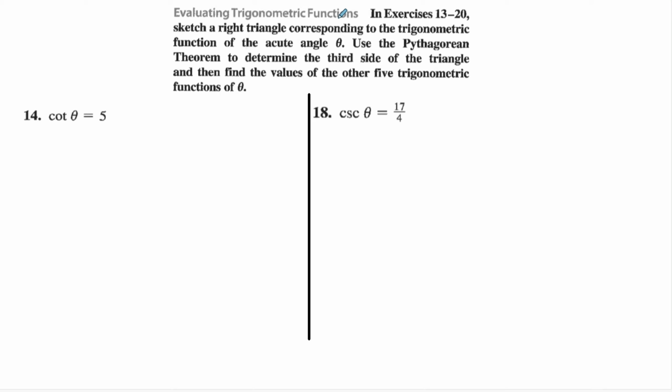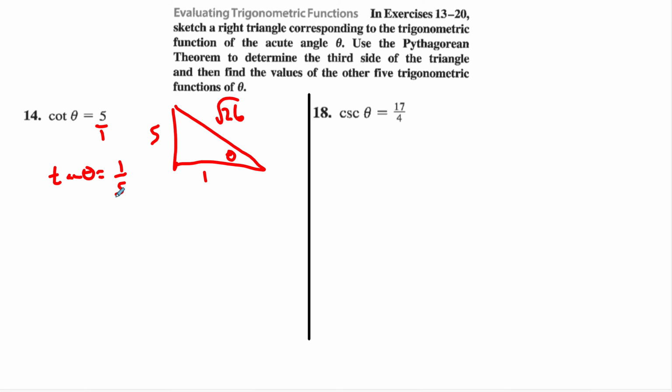So, sketch a right triangle, and then use the Pythagorean theorem to find the third side, and then find the values of the other five. Okay, well, let's go with this. Cotangent of theta equals 5 over 1. It's helpful to think of this as a fraction. So, this means we have theta, this is 5, this is 1, 5 squared plus 1 squared is square root of 26. And then we can find the tangent, as we have the cotangent, that's 1 over 5.